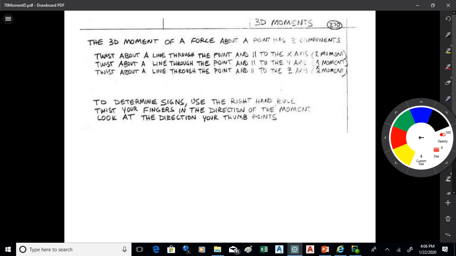To determine the signs, you use the right-hand rule. Twist the fingers of your right hand in the direction of the moment. Look at the direction your thumb points. So we're going to break 3D moments down into vectors with I, J, and K components. That's what we're going to do, okay?